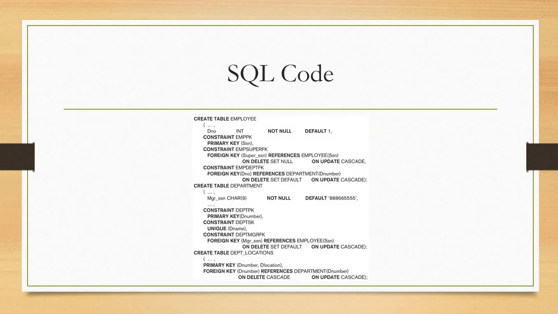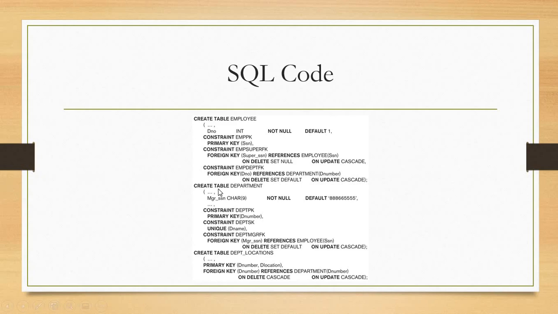Here's some example SQL code. Here, we're creating the table employee. We are creating a department number int that is not null and default as 1. That means information must be inside of it because it is not null. We have our primary key set up as social security number, our foreign key set up as super social security number.